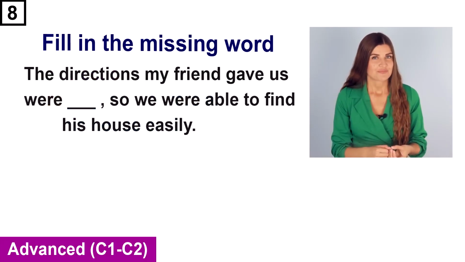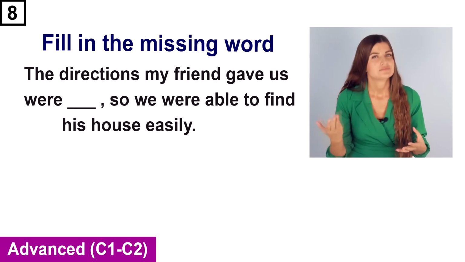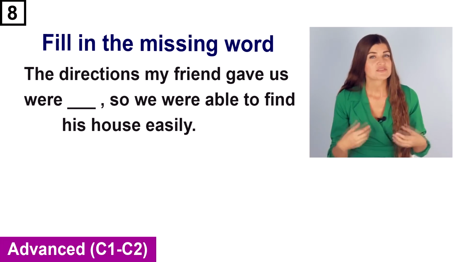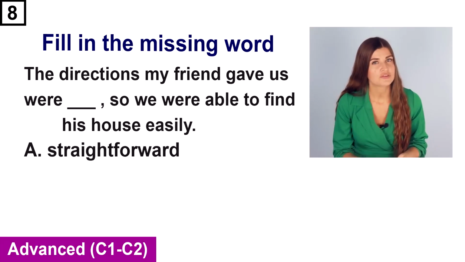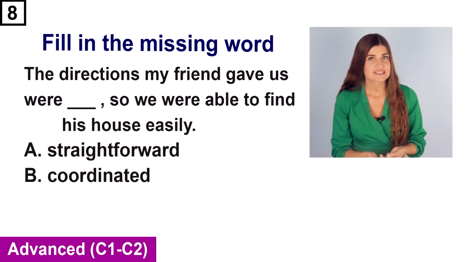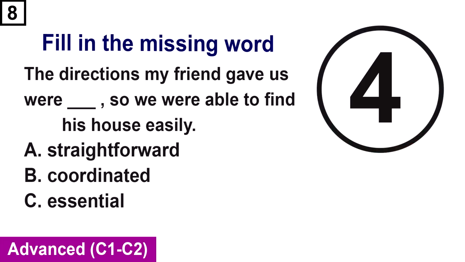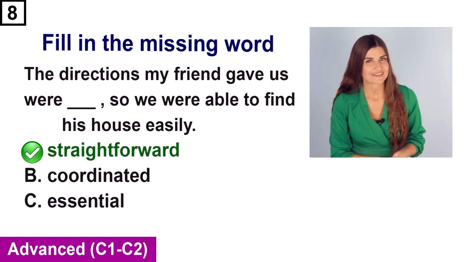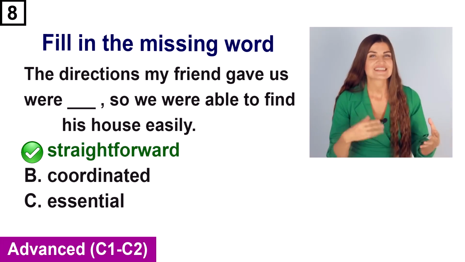The next one. The directions my friend gave us were... so we were able to find his house easily. A. Straightforward. B. Coordinated. C. Essential. Straightforward is the correct answer because in this case this means easy to understand and simple.